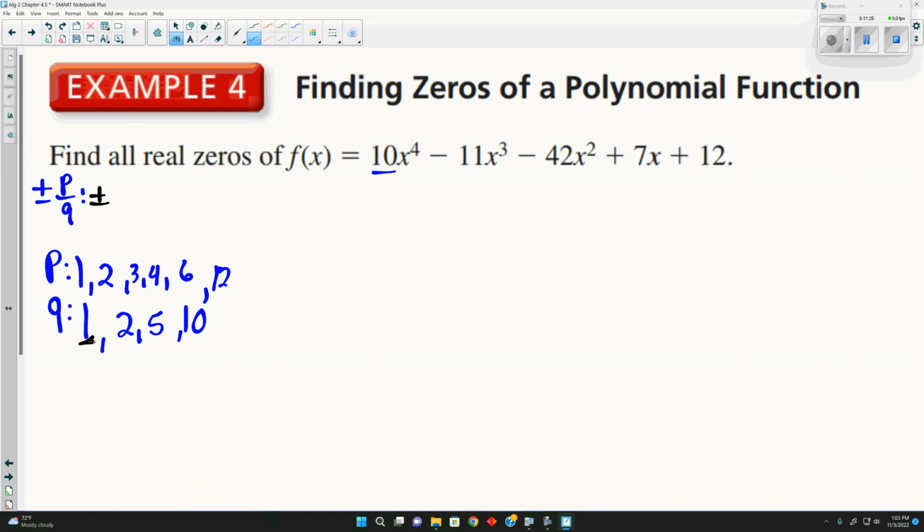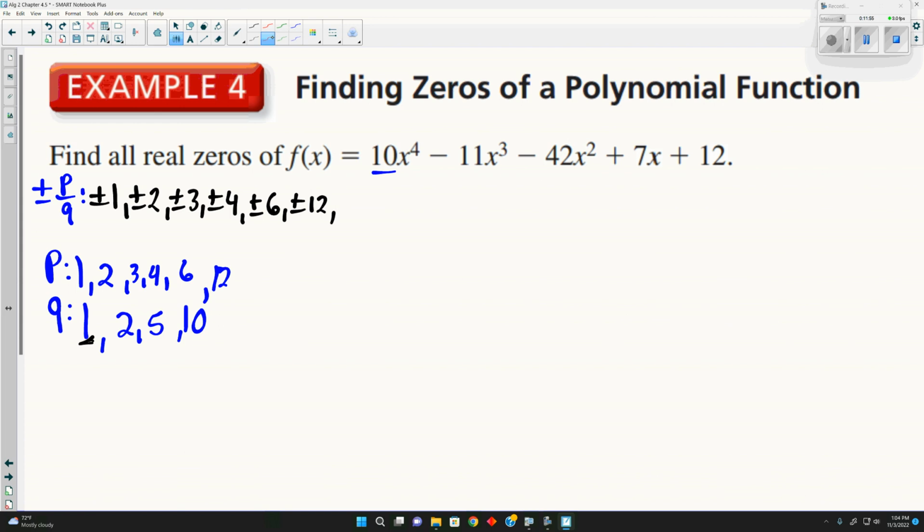Well, really, when we divide anything by 1, we just get what we started with. So really, I can go through and list all the values of p. Because when we divide p by 1, we just get p back. So 1 divided by 1 is going to be 1. Same with 2, 3, 4, 6, and 12. Really doesn't give us much. Questions on this so far?